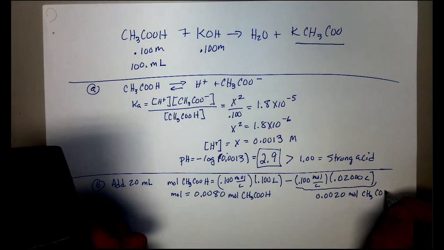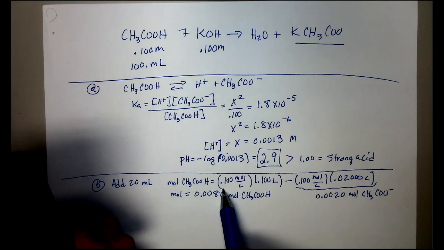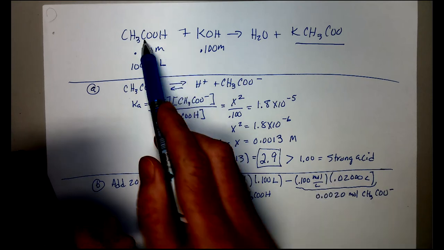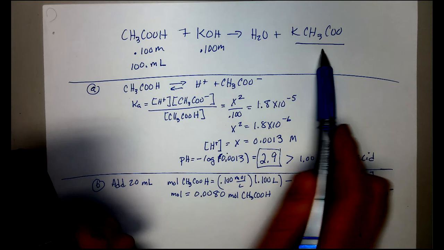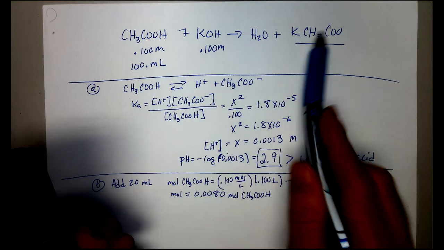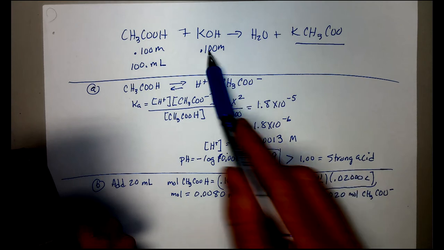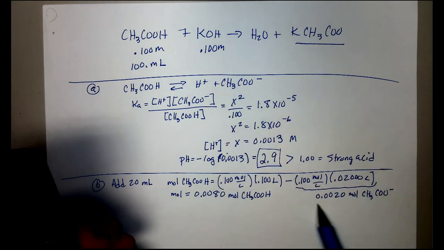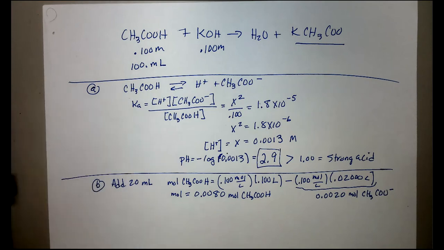that is formed, which is the important part, because whatever of this is consumed, if I consume this, I form this in equal proportions, right? All the coefficients are 1, so there's no more complex stoichiometry. So if this gets used up, this gets formed. So the amount of hydroxide I added is the amount of this formed, and so that's my moles of my conjugate base formed after the addition.